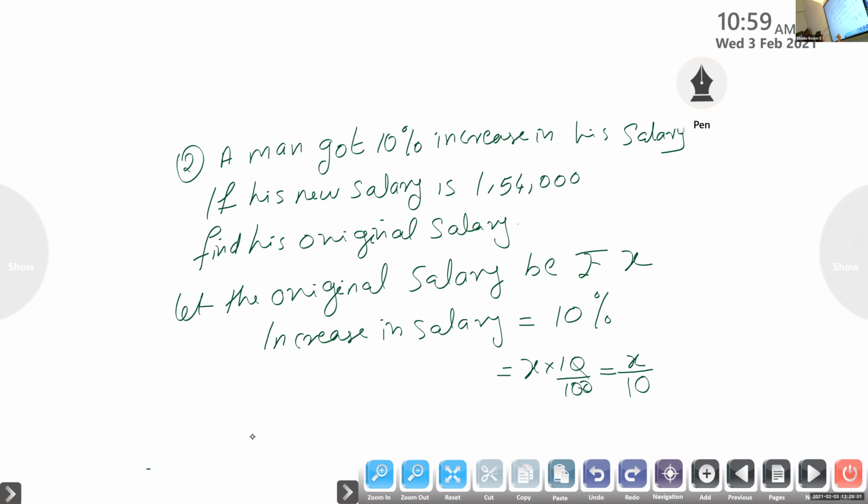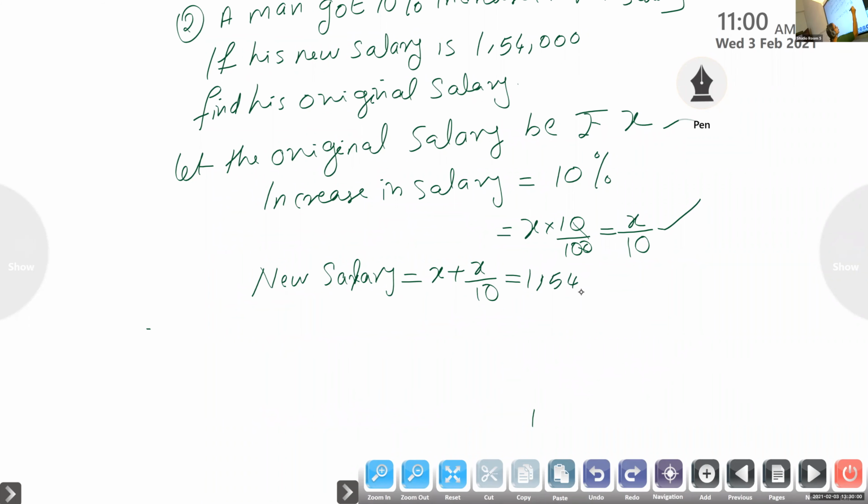So what is new salary then? Sridev? Original salary is x. Increase in salary is x by 10. So new salary is? 1,54,000, that is given. With these two steps, new salary will be x plus x by 10, and it is given that it is 1,54,000. Okay, clear Nandana?